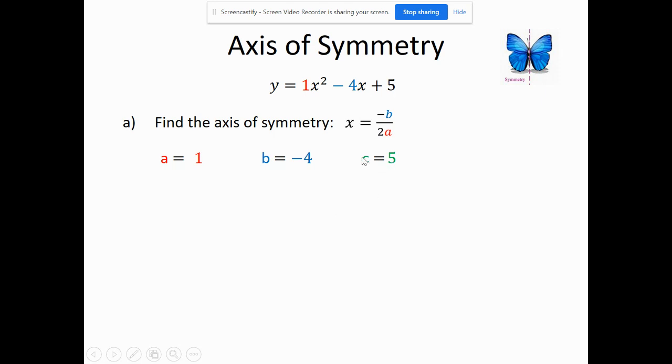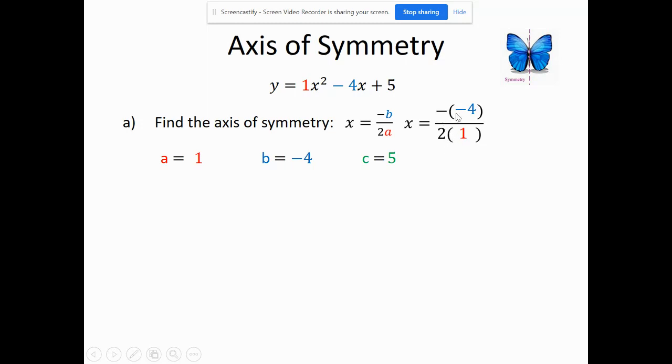Because if I want to find the axis of symmetry, I'm simply going to do the following. I'm going to take my b value, which is negative 4, and do its opposite. It's kind of like solving an equation, you need the opposite of it. So the opposite of negative 4, and I'm going to take 2 times 1. The quadratic formula comes from completing the square, and this is the first part of completing the square, because it shows how far off your axis of symmetry is.